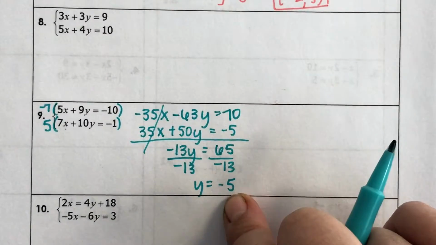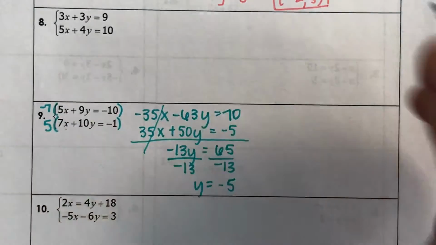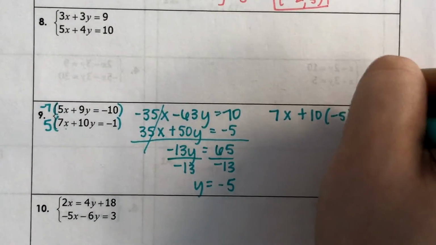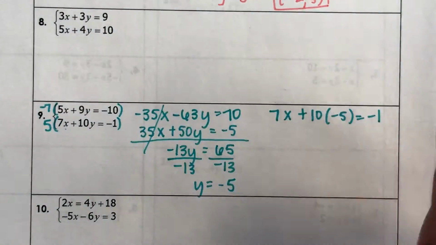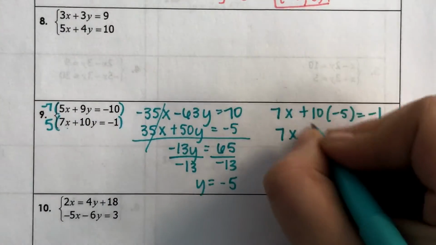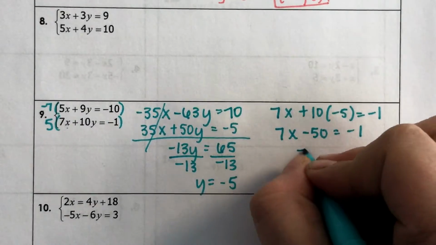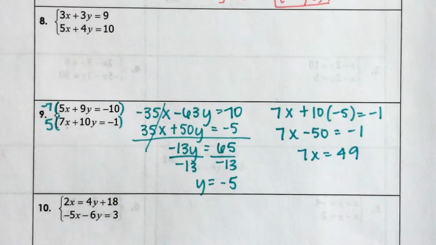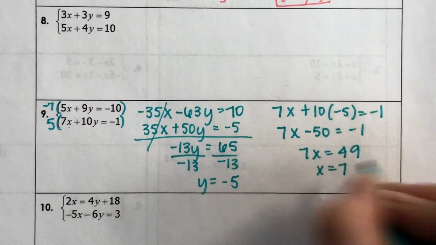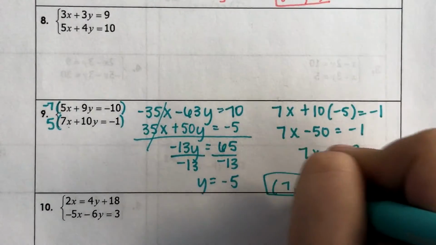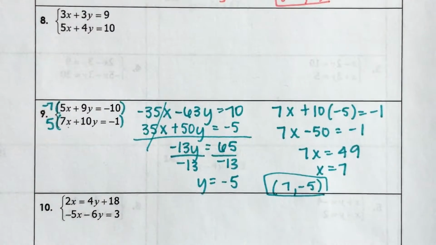So I'm going to take this and plug it into the bottom equation. 7x plus 10 times -5 equals -1. So 7x, 10 times -5 makes -50. If I add 50, I get 49 on that side. If I divide by 7, I get 7. So our solution to this problem is 7, -5. Okay? And that's it for that one. We just have one more, and we'll be done.